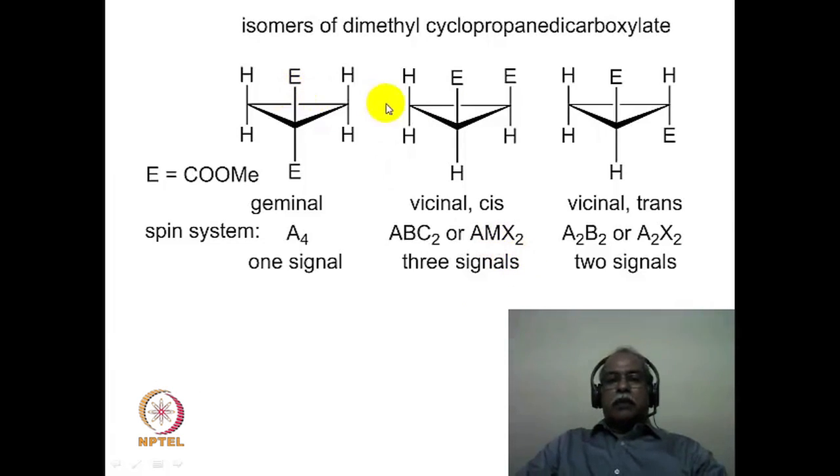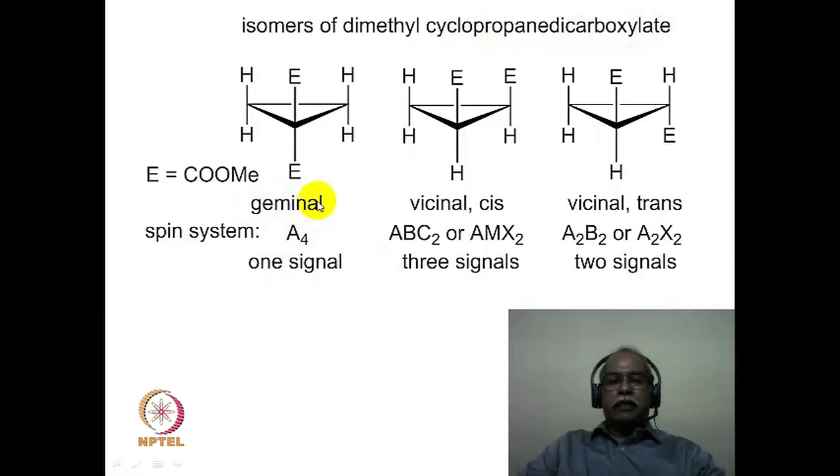Now these are the possible isomers of the dimethyl ester of cyclopropane dicarboxylate. The E group is essentially the COOMe group. Just for convenience, I have represented the COOMe as the E group here. So this is a geminal diester, this is a 1,2 cis diester, and this is a 1,2 trans diester. These are the three different types of isomers possible for the dimethyl cyclopropane dicarboxylate.